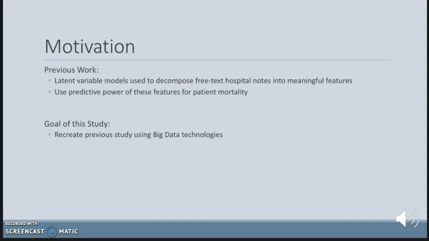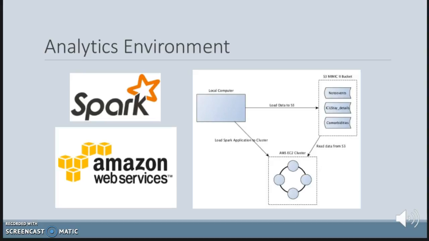Ghassemi and others examine the use of latent variable models to decompose free text hospital notes into meaningful features, and the predictive power of these features for patient mortality. The goal of the study is to recreate their work using big data technology.